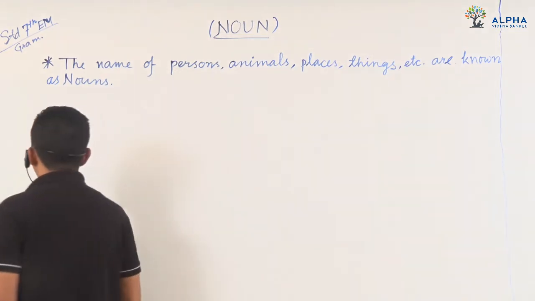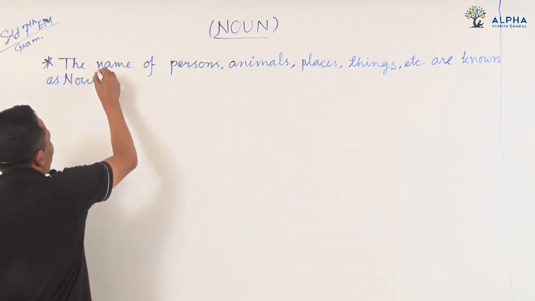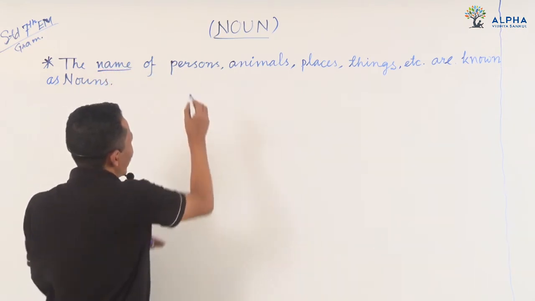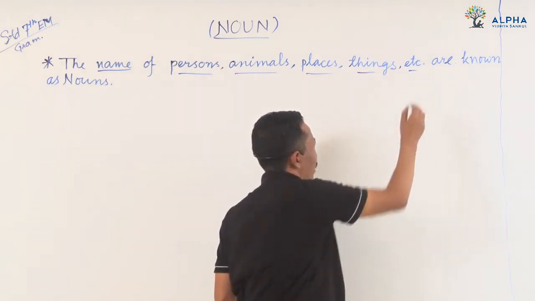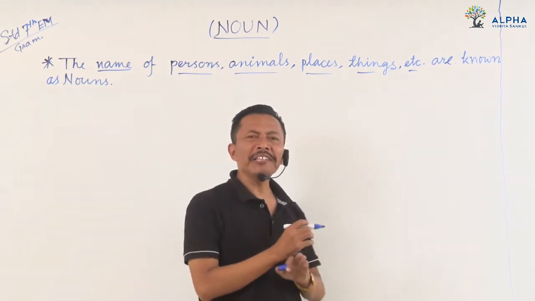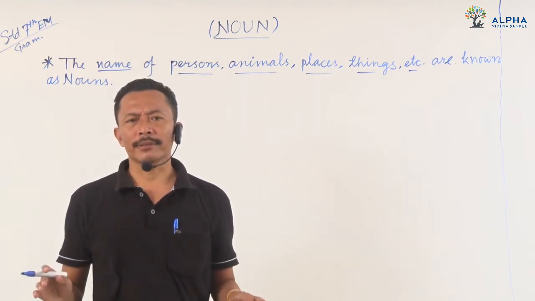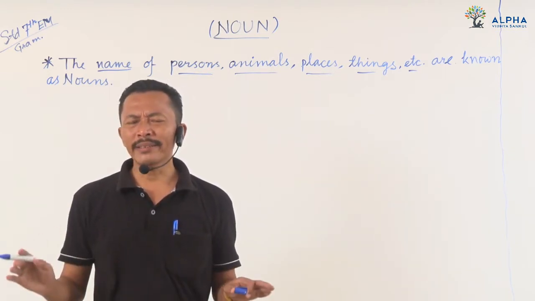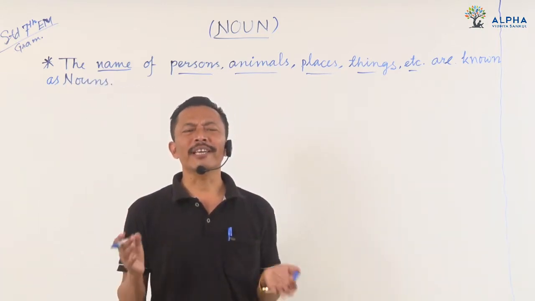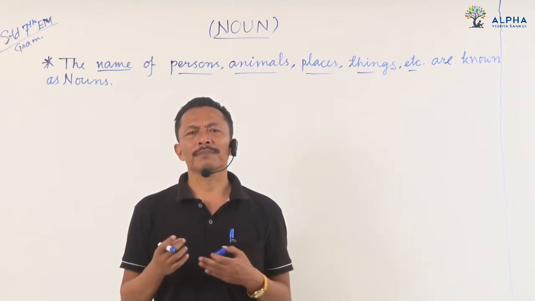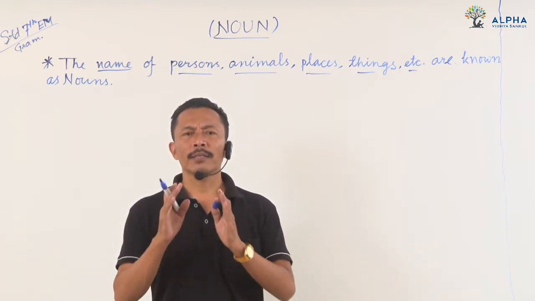Now you see, what is the definition of noun? Here the important part is name of persons or animals or places, things, etc. Here students, things means anything. It may be living things, it may be non-living things. Water animals, water birds, different animals, insects, birds. So different types of living and non-living things, all are noun.